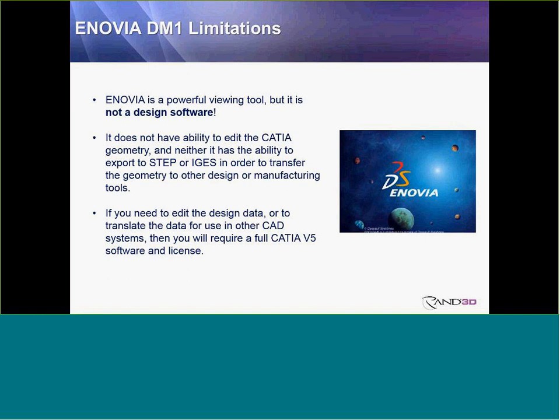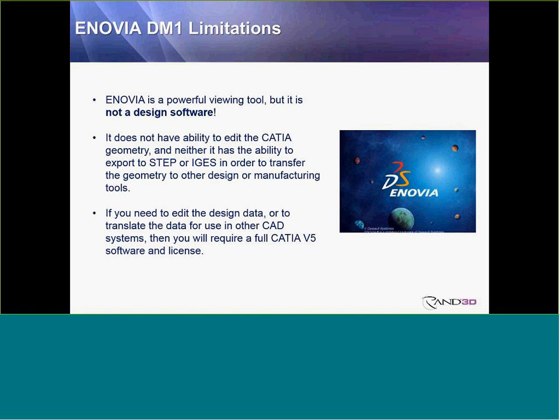So you've got to remember the limitations. The Inertia DM1 is a powerful viewing tool, but it is not design software. It doesn't have the ability to edit the CATIA geometry, and neither does it have the ability to export to STEP or IGES in order to transfer the geometry to other design or manufacturing tools.